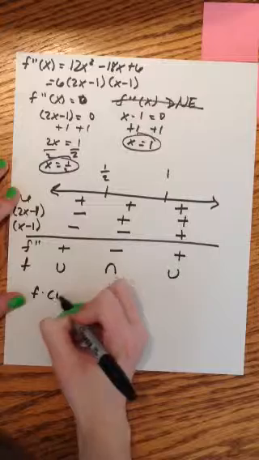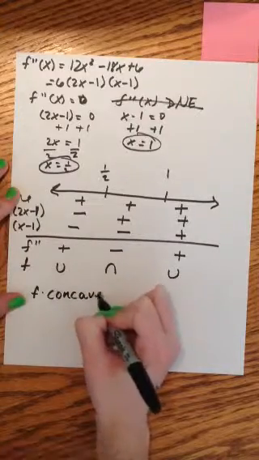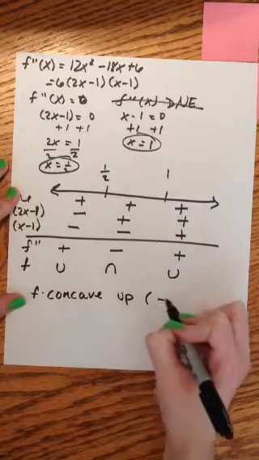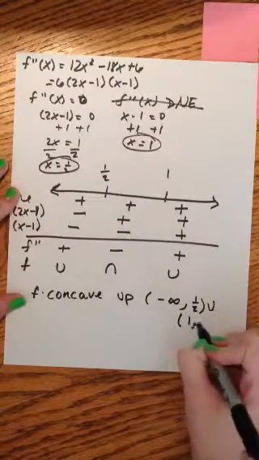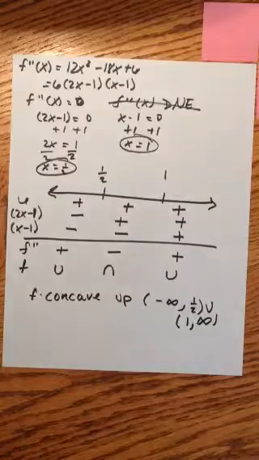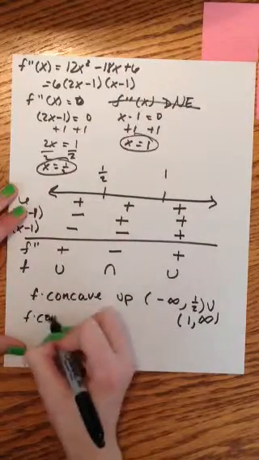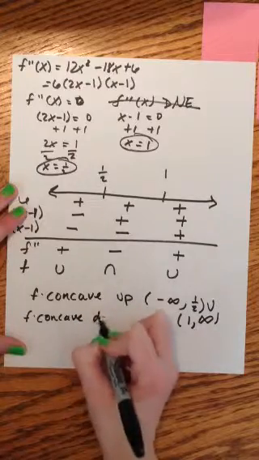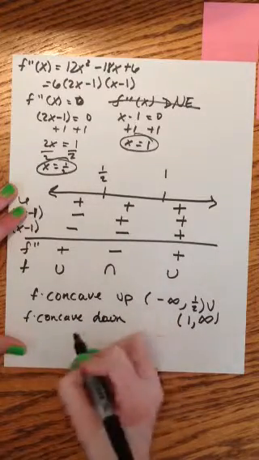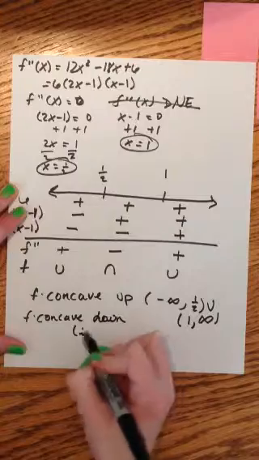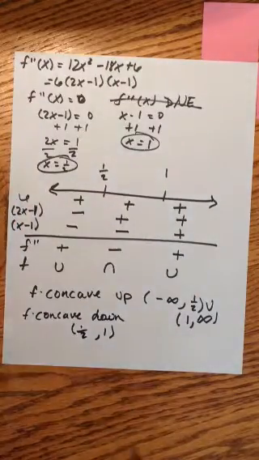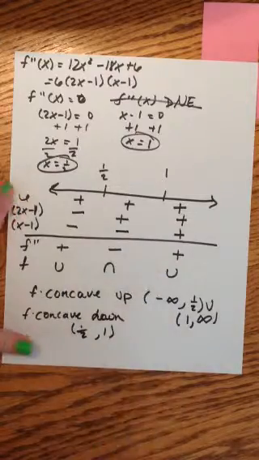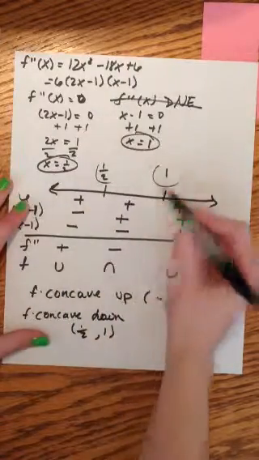So f is concave up from negative infinity to 1/2, and then also from 1 to infinity. f is concave down from 1/2 to 1. So then we know that there's a point of inflection wherever concavity changes. So we have one at 1/2 and 1.